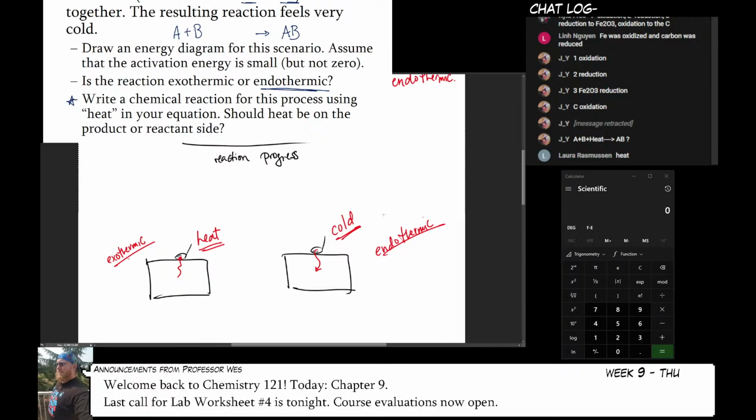So we can determine a reaction's energy diagram just by feeling it. If you mix two things in a test tube and you touch the test tube and it feels really warm, you go, oh, energy's being released. And so you know what the energy diagram would look like.